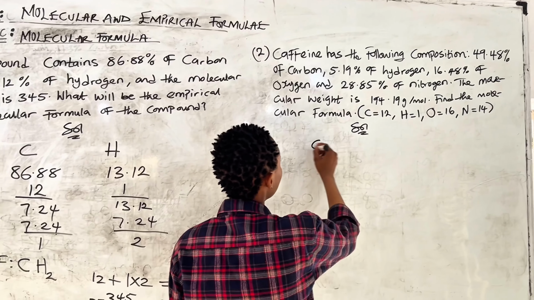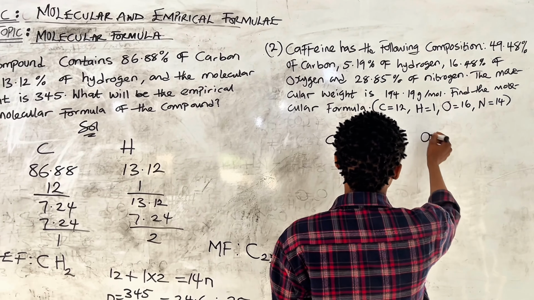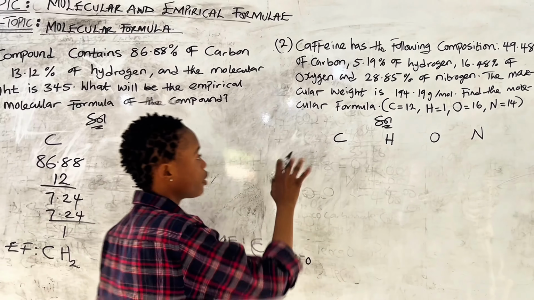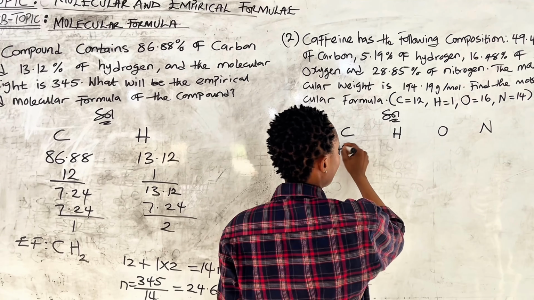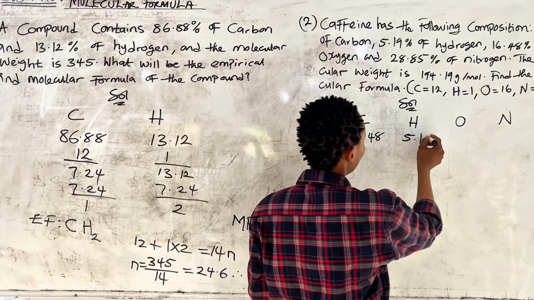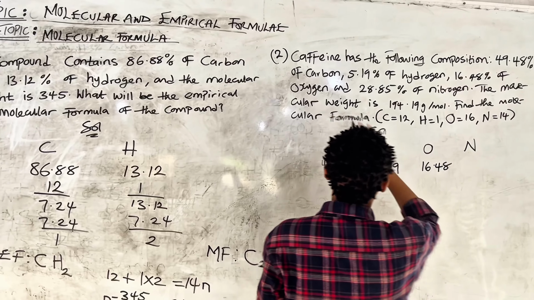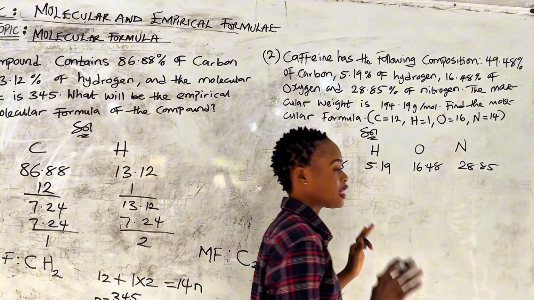So we have carbon, we have hydrogen, we have oxygen, and we have nitrogen. So that's what we have. Okay, so we're going to be writing our percentage. So 49.48, then we have 5.19, we have 16.48, and then we have 28.85. Okay, so that's our percentage.